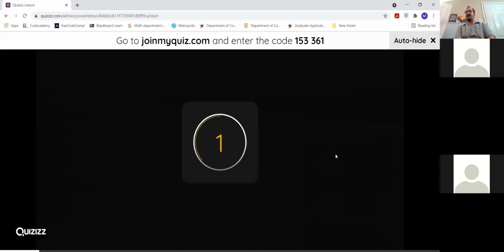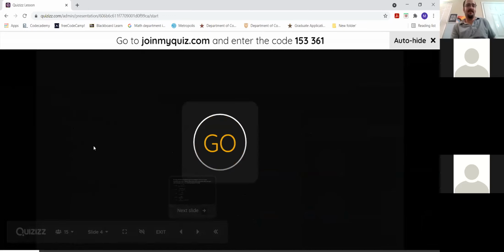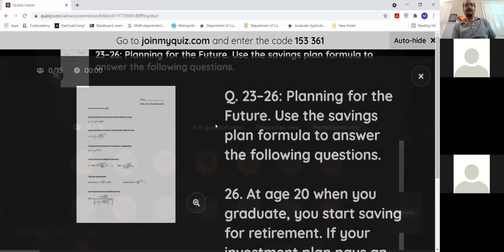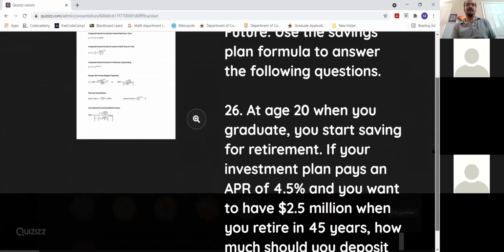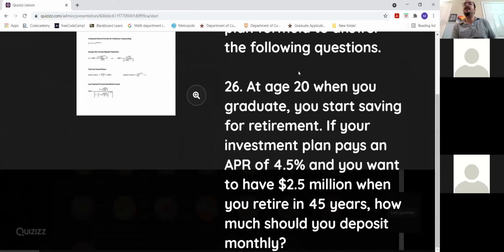All right, so the next one, I think it's going to be pretty similar. They're going to give us a bunch of information. Pretty sure it's going to be a savings account because this section's all about savings accounts. So at 20, when you graduate, you start saving for retirement. Oh, look right there, we're doing a savings account.